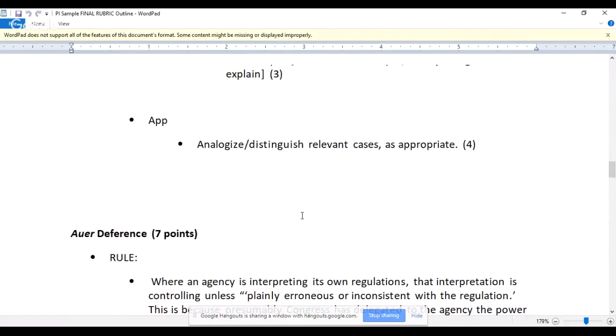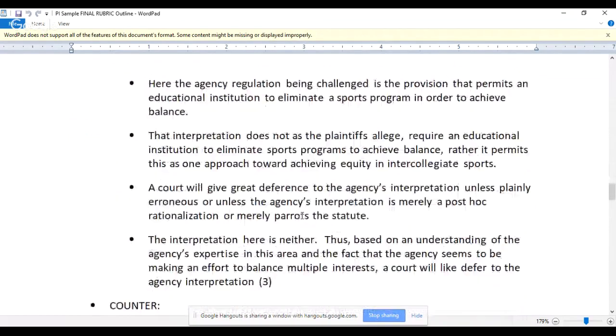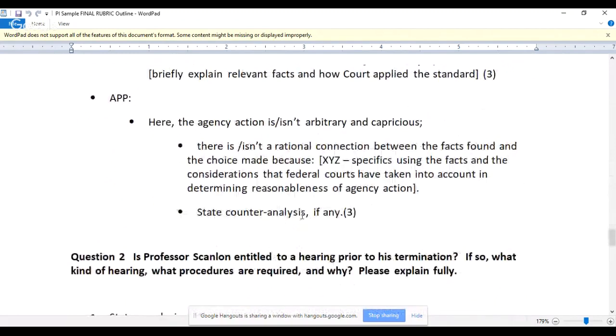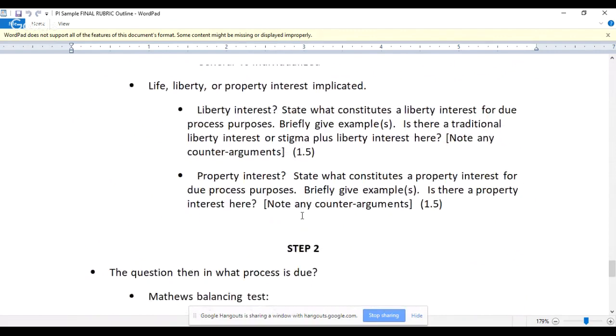So again, it's comprehensive in the sense that we've taken the professor's rubric and broken it down, so now you can just easily go to this outline of the rubric and understand, if this particular question comes up, this is what the professor is going to be looking for, and these are the points that she's allocating to it. Even to the point where we go to the due process analysis.